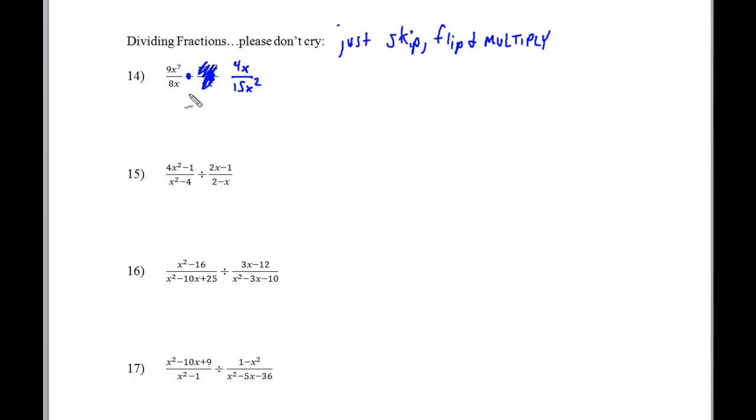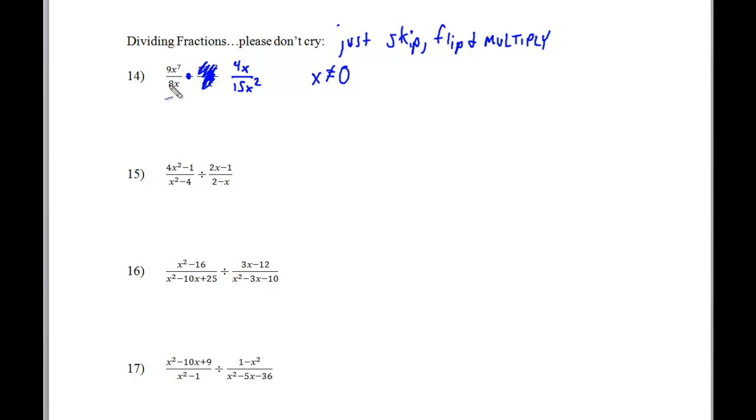More importantly, let's just kind of examine this for a little bit. When we determine our excluded values, we will evaluate it once we've skipped, flipped, and multiplied. So in this case, x is not going to be equal to 0 because that would give us a 0 in the denominator. So now we're going to do some cross simplification. So a couple things to eliminate.